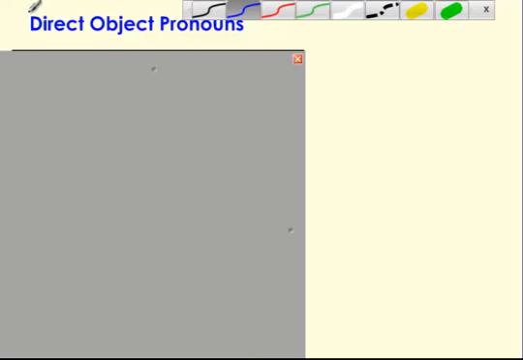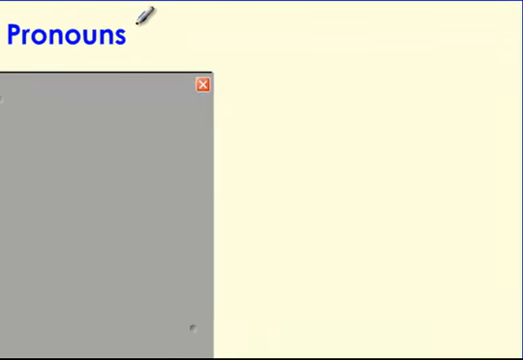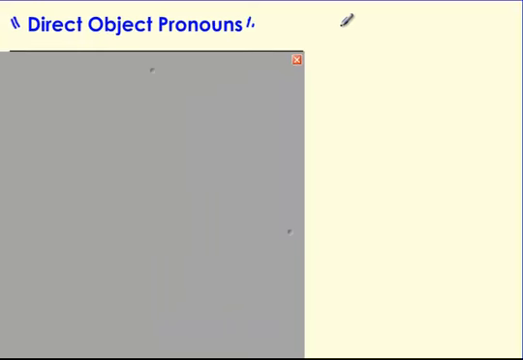To begin this section of notes, I would like you to label it direct object pronouns as well as draw yourself a new verb conjugation chart. Before we begin the new information, let's review the old information from last chapter. Last chapter, we only dealt with 4 direct object pronouns.